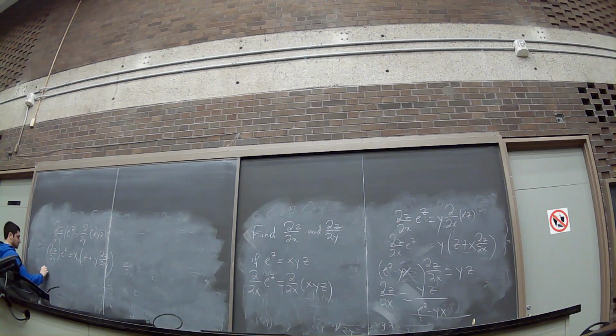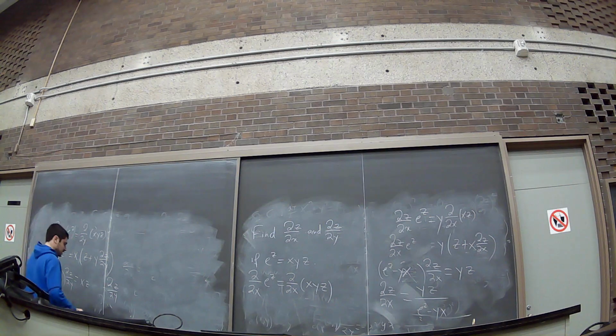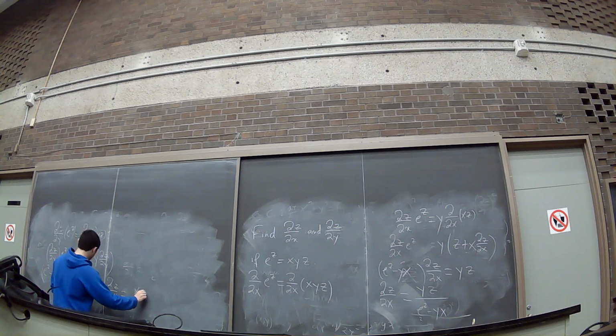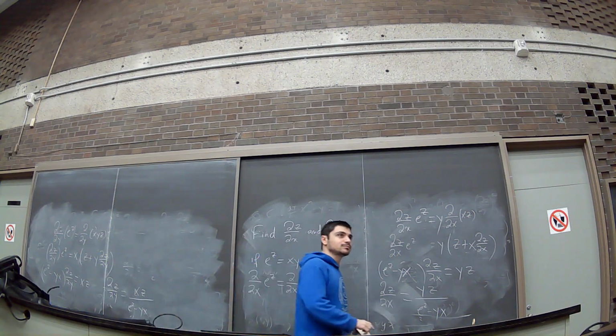So e to the z minus y x del z del y is equal to xz, so del z del y is equal to xz over e to the z minus y. Okay, great.